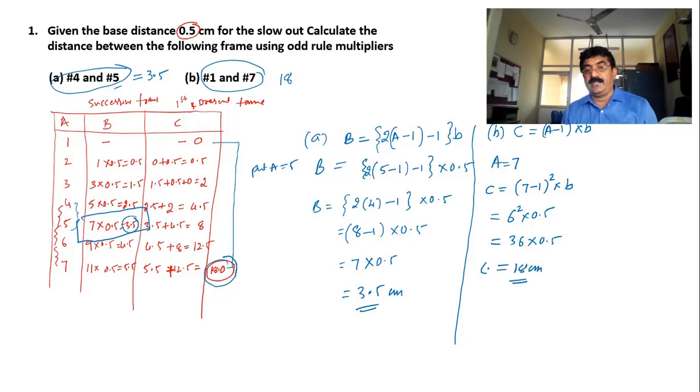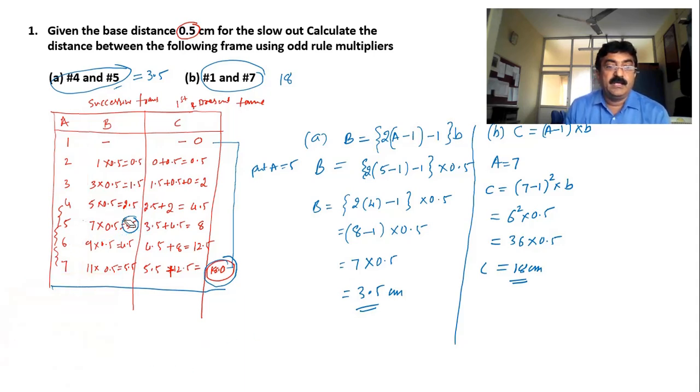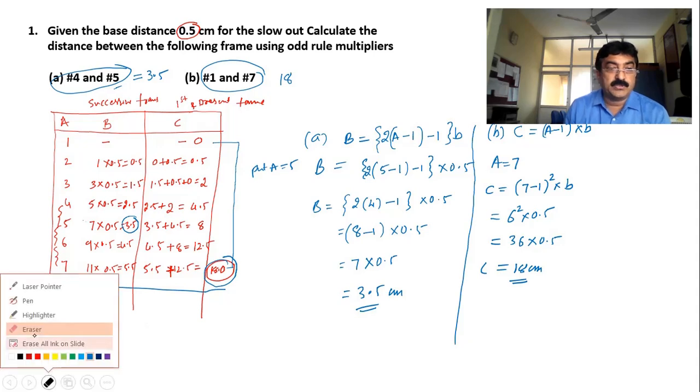So I hope you got it. See, whichever method you adopt, you will get the marks. Either odd rule multiplier table you can use, or you can use even the equation also. Well, I hope you got this problem. Now let us proceed further with the next question. The next question comes here.